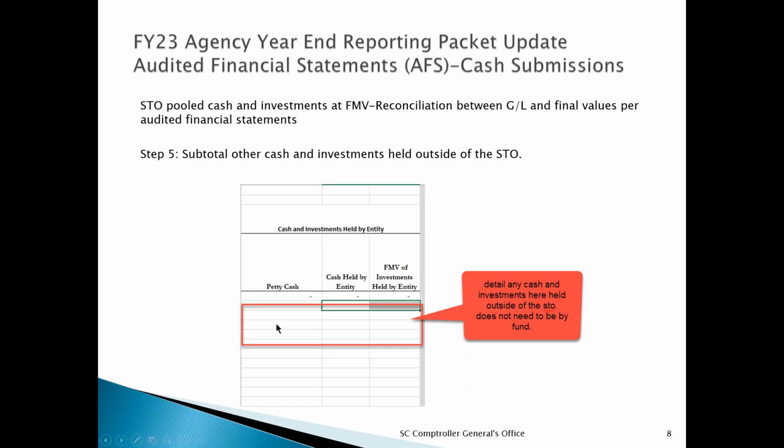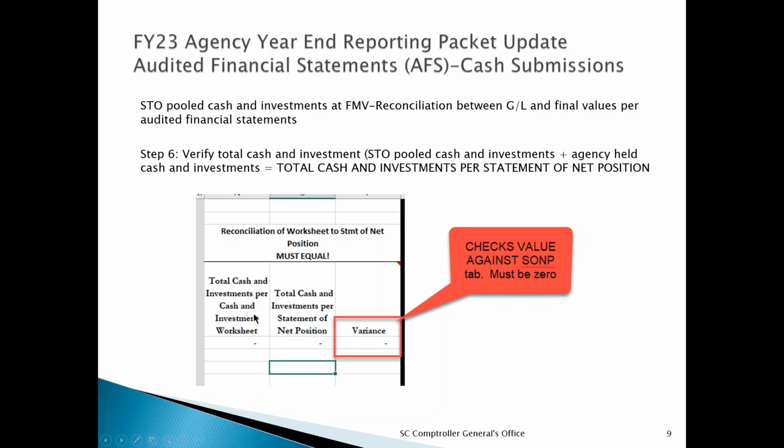You're going to detail it out here. You can detail it however you want. You can list it on various lines by bank, or you can just sum total it. We don't necessarily care. It does not need to be by fund. But this again is cash that's held outside of the STO.